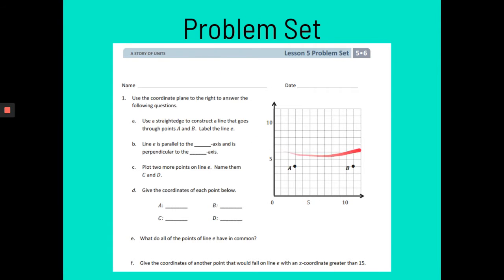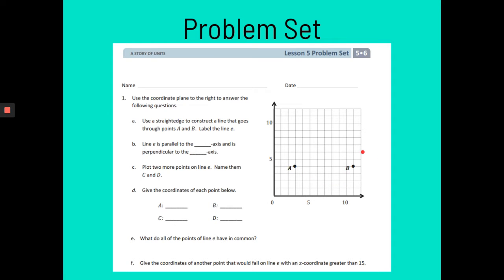So we're using this coordinate plane. The only difference between this one and the one on your blank copy is that this one has point A and B already there for us. But if you can identify point A and B already, you could just draw that on your little grid.